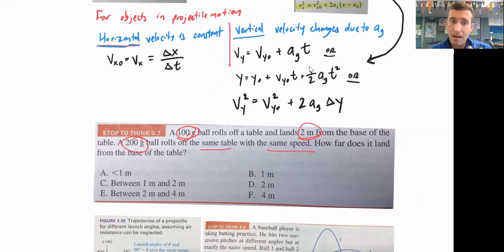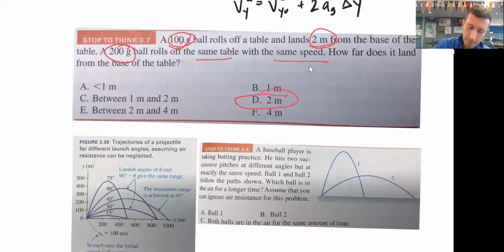Since it's the same table with the same speed, technically they don't say if they've moved the table to a different planet. If they move the table to a different planet, then it would land somewhere differently. But I'm going to assume that they kept the table on the Earth. And in that case, it would be exactly the same situation. So it would go exactly 2 meters because that's where the first ball landed. Okay, so the mass of the ball should not matter.